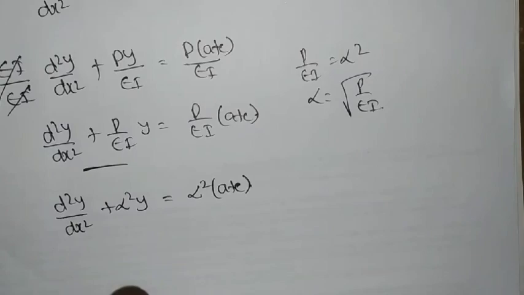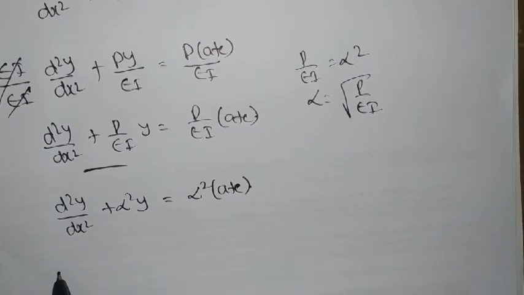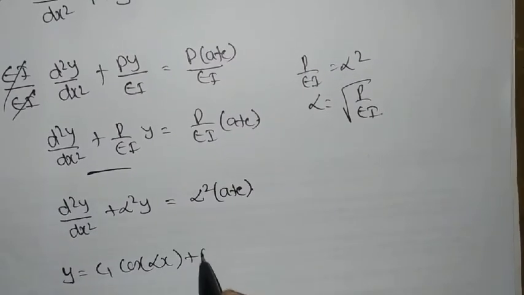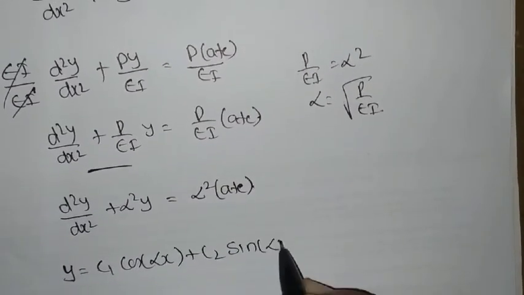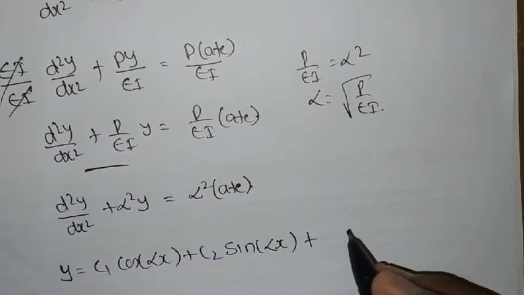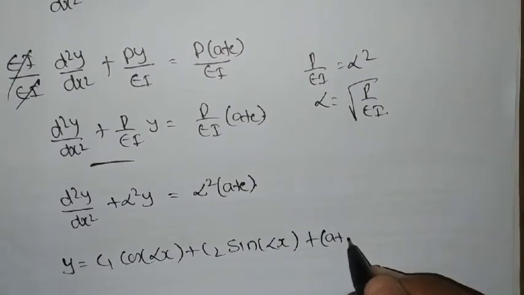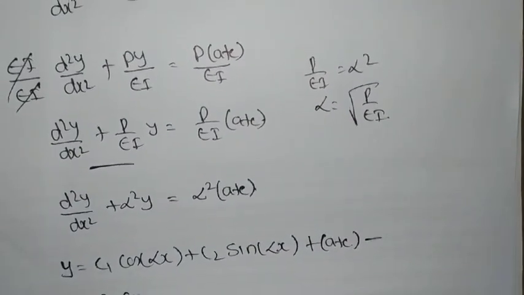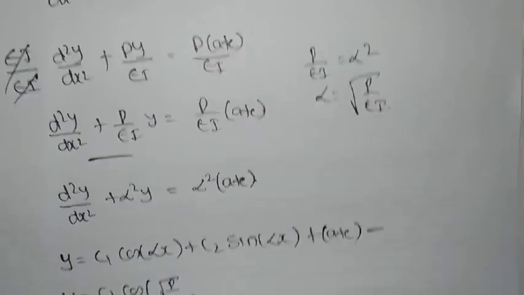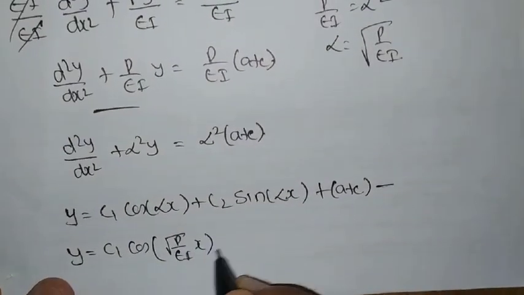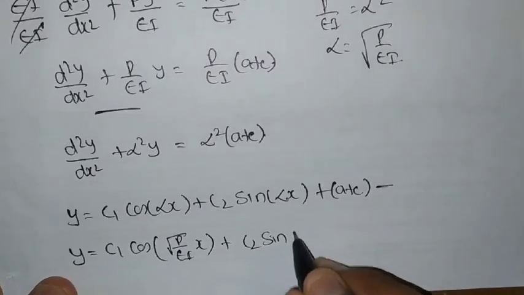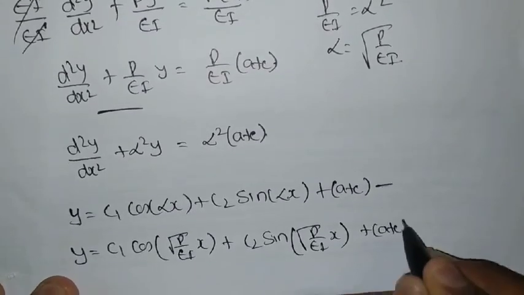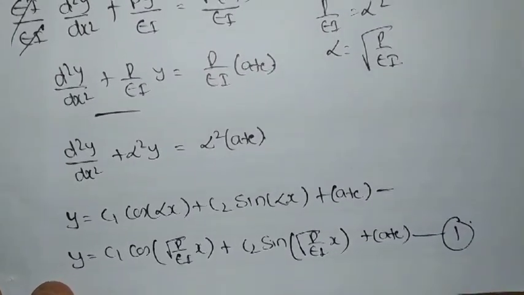So by differentiating this equation, we will get the solution. We know the formula: y is equal to c1 cos of alpha x plus c2 sin of alpha x plus additionally a plus e. We know alpha is nothing but root of P by EI, so y is equal to c1 cos of root P by EI into x plus c2 sin of root P by EI into x plus a plus e. Make it as equation number 1.